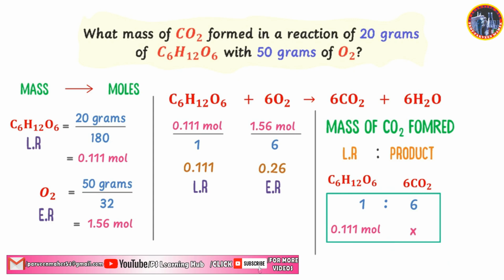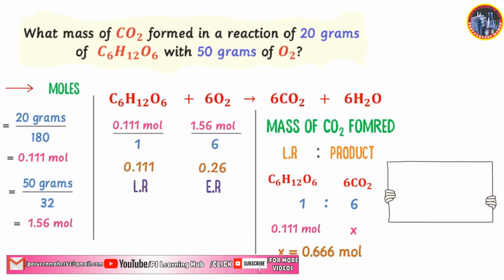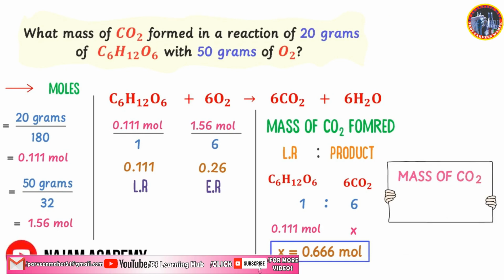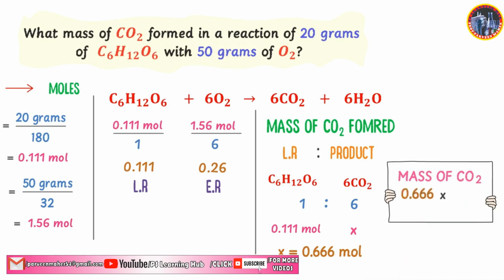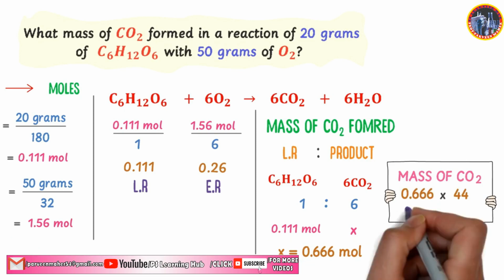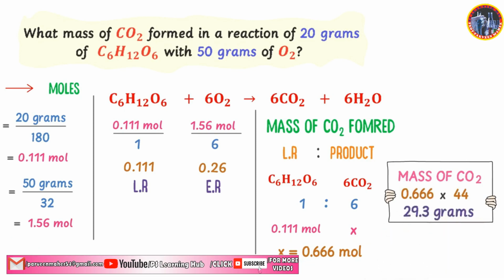After cross multiplication, I get X is equal to 0.66 moles. So the number of moles of carbon dioxide gas formed is 0.66 moles. But wait a minute, we are asked about the mass of carbon dioxide gas formed. Well, we multiply the number of moles of carbon dioxide by its molar mass, which is 44 gram. I mean 0.66 moles into 44 grams. I get 29.3 grams. So 29.3 grams of carbon dioxide gas is formed in this chemical reaction.